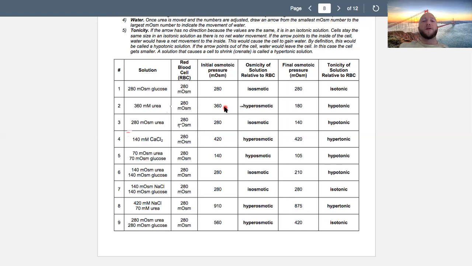Half of that is going to be 180. So your solution is going to be left with 180 milliosmoles of osmotic pressure. But you also need to add 180 to the red blood cell before you compare the two. So 280 plus 180 is going to be the final for inside the cell. 180 is going to be the final outside the cell. A lot of students forget that you need to add that 180 to the count for the red blood cell.